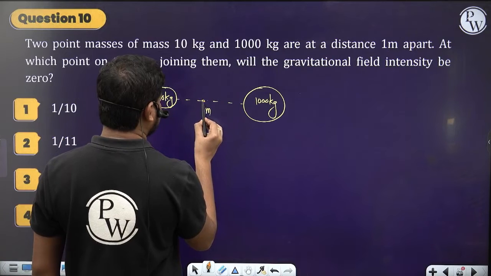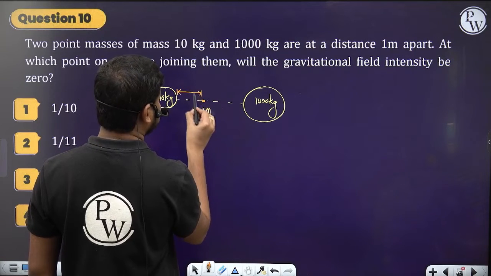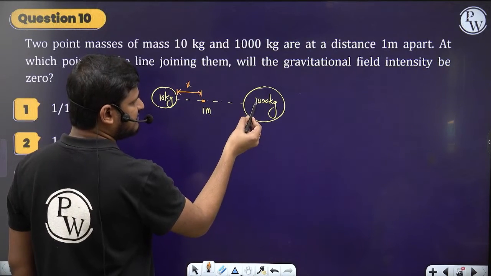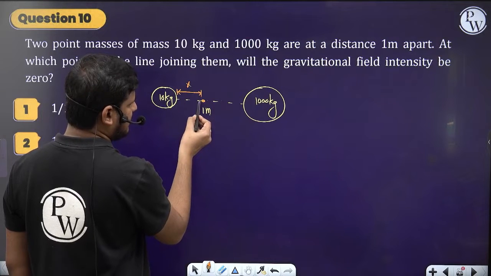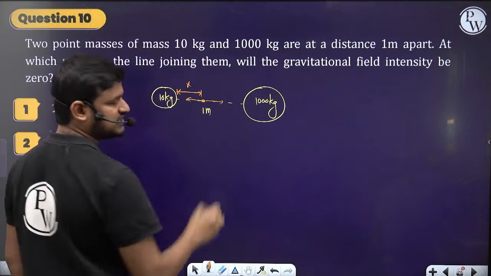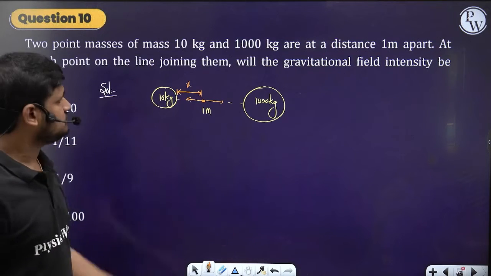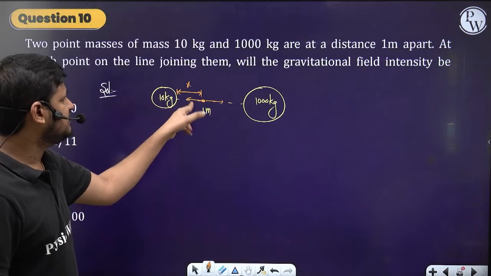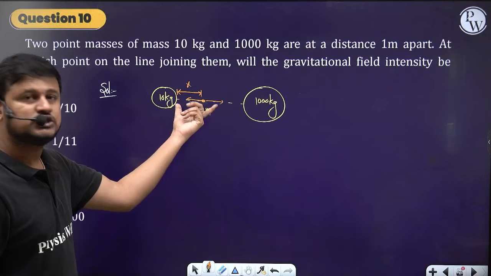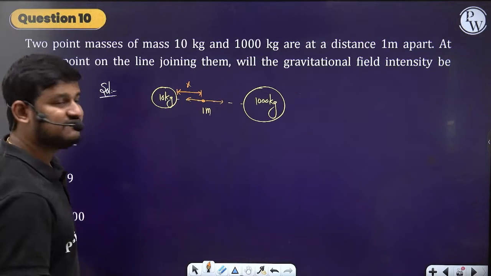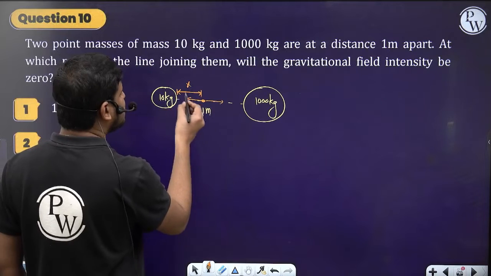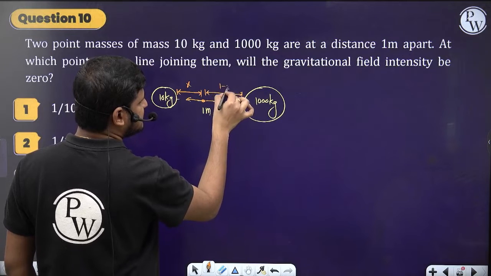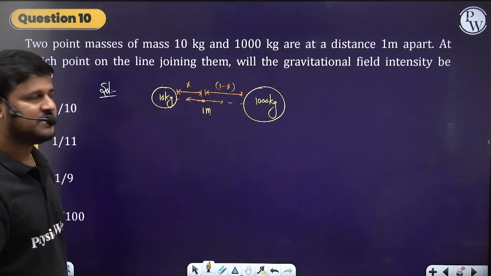I'm considering some distance x from the small mass. The gravitational field due to this one will be this side, and the gravitational field due to this one will be this side away. Yes or no? Now you can simply find the net gravitational field. Somewhere it will become 0, because when the two fields are equal, as it's a vector quantity, the net will be 0. At which distance, we don't know. From the smaller mass I am considering this distance as x, and this distance will become 1 minus x, because the total distance is 1 meter.